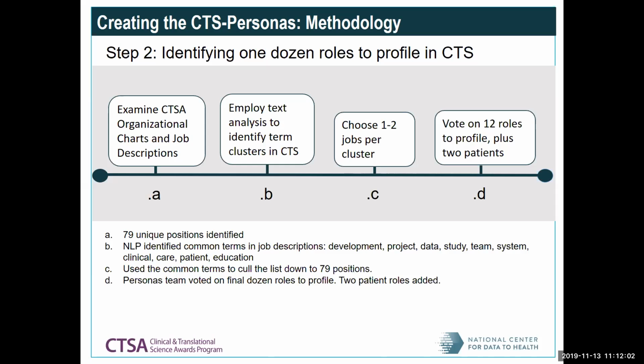And then our next steps were a bit qualitative in that our team voted on the jobs in each cluster that we believed were the most important to profile in this initial batch of the dozen personas. And we agreed to profile the top 12 roles resulting from our voting, so the top 12 that got the most votes. In addition, we aimed to create 2 patient profiles. And these we generated in a wholly qualitative way, building from our experience based on patients we had worked with or known who would be likely patients of an academic health center or another CTSA institution.